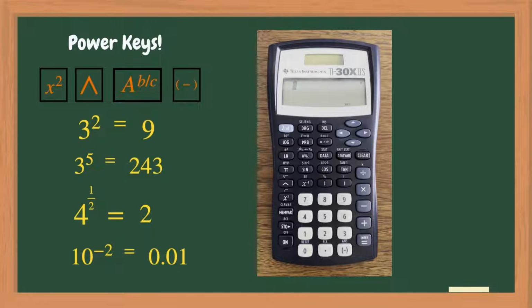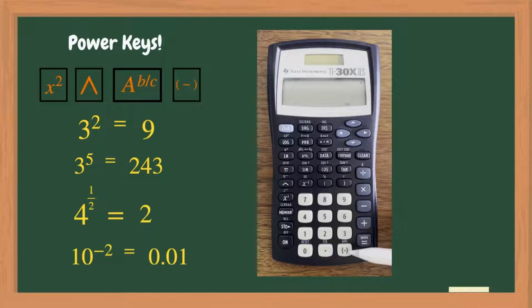Before I begin solving those problems that are listed to the left of my calculator here, I do want to go over 4 specific buttons that we will be using on this scientific calculator. Beside all the white number buttons, we will be using the button that looks like x squared, this button that looks like a caret, this button that looks like a mixed number, or the ABC button, and this button down here that looks like a minus button.